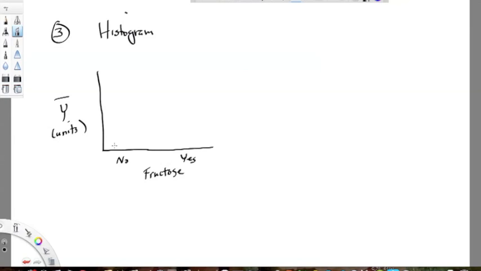We would, at the no fructose level, be going from, let's see, no to yes sucrose would be 4, right? And then we go from yes fructose but no sucrose from 2 up to 13. My widths aren't great here, but you get what I'm saying.